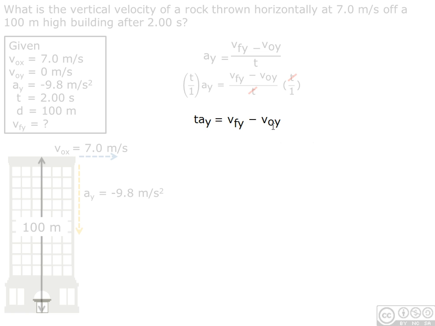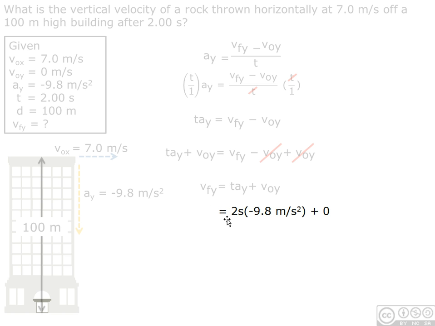And now we need to get rid of the initial velocity. So you add the initial velocity on both sides, and these two cancel out. So we're left with final velocity equals time multiplied by acceleration plus initial velocity. And now we replace the variables here with the units and the numbers.